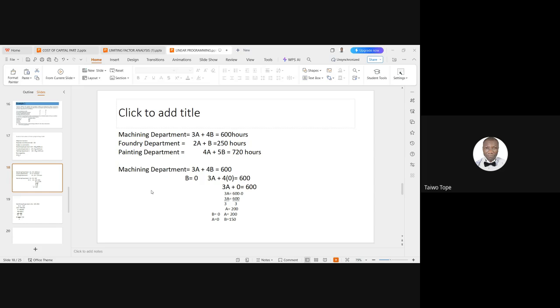So for 100 departments, the value of A will be what? If B is 0, what is A? A is 125. Very good, 125. So what will be the value of B? 250. The value of B will be 250. If you know you are not getting 125 and 250, raise up your hand. I will still show you the steps.